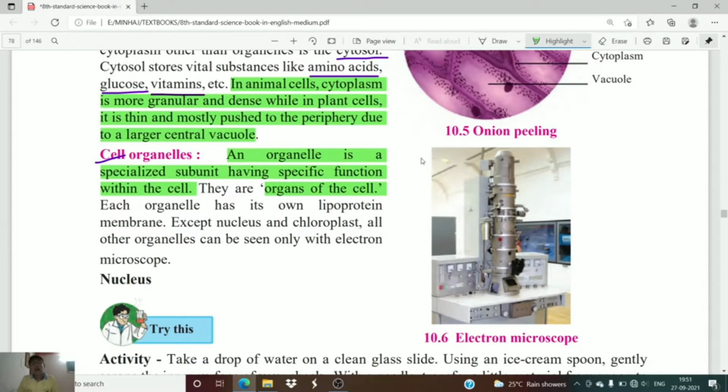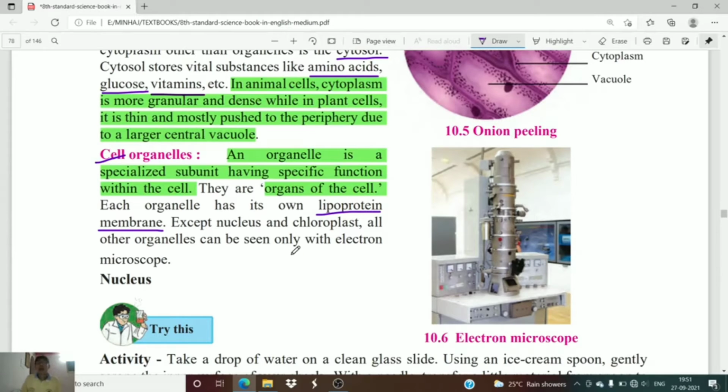Now each organelle has its own lipoprotein membrane. So each of the cell organelles is going to have its own lipoprotein membrane. A very important sentence this is, and a very important word, lipoprotein membrane. This is the membrane which is present on each and every organelle in the cytoplasm.